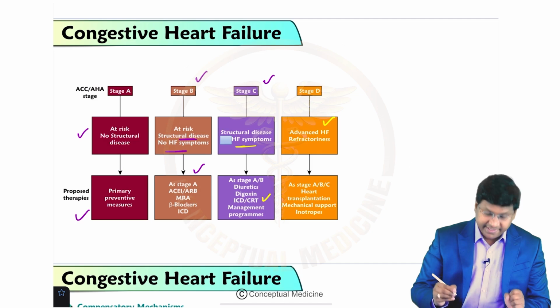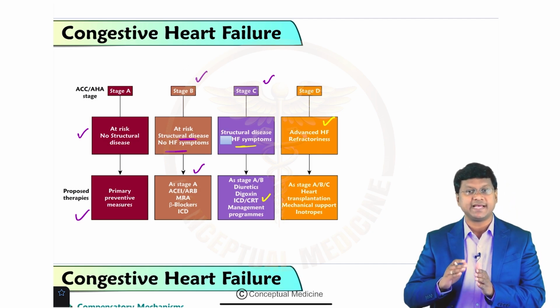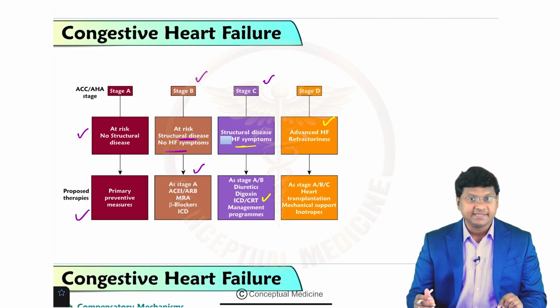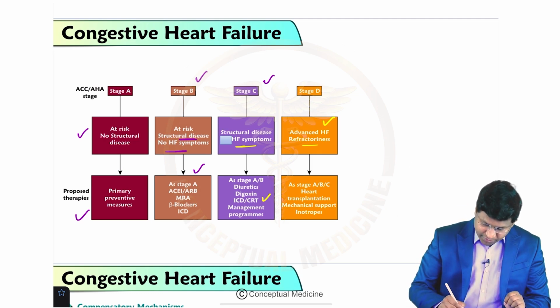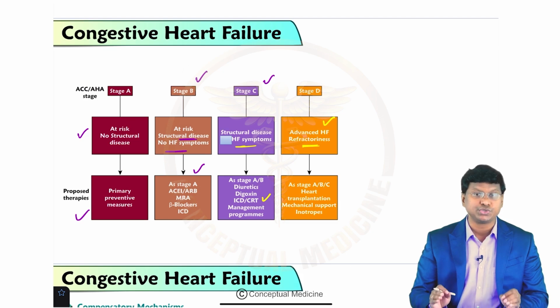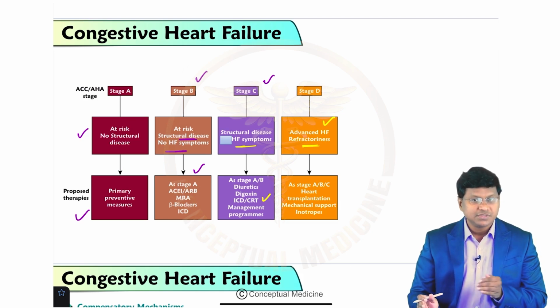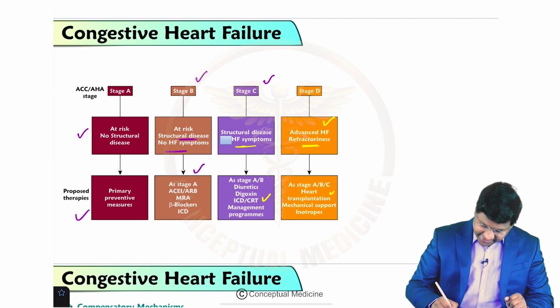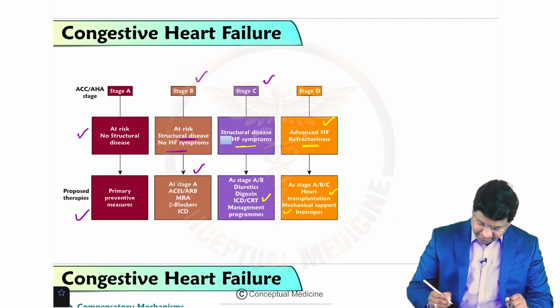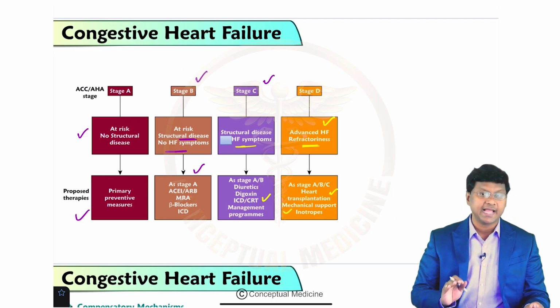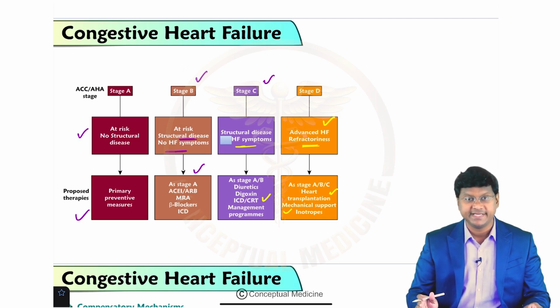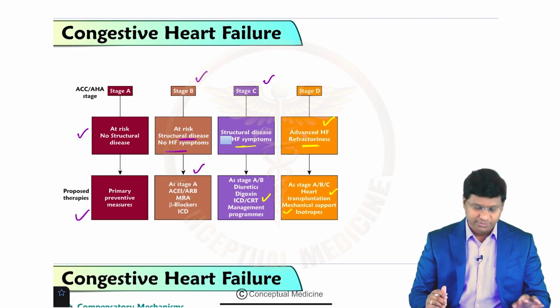Then stage D, we call these patients advanced heart failure patients, and these individuals show refractoriness to the cardiac medications whatever you give. So these patients with stage D require cardiac transplantation or mechanical support and inotropes. So this is about stage D of congestive heart failure.